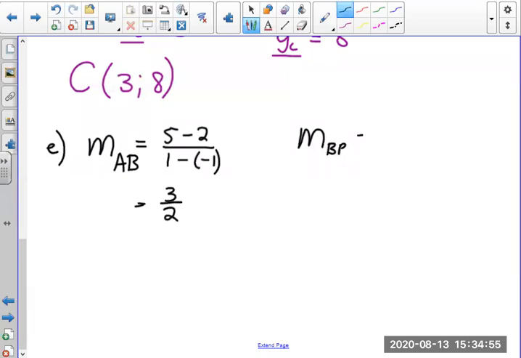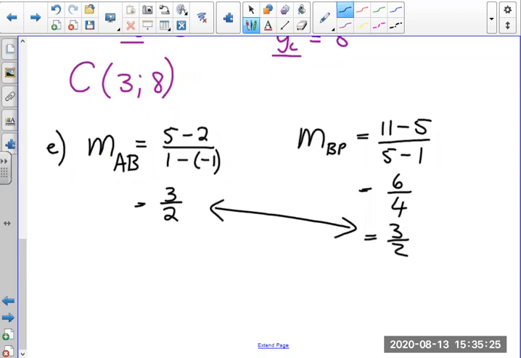Now I calculate the gradient of BP. Now they've given me the point P, so it's 11 minus B's 5, and then 5 minus 1. That gives me 6 over 4. But can't I simplify that? If I divide by 2, I get 3 over 2. Now can you see here, the two gradients are equal. So therefore, the points A, B, and P are collinear. So that's how you will prove that you have collinear points.